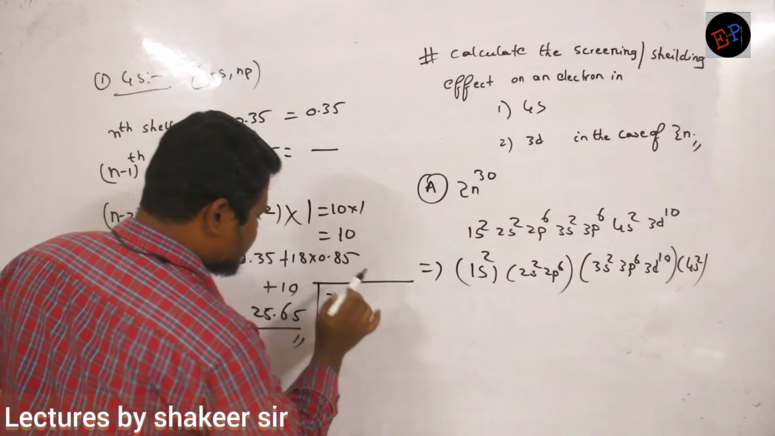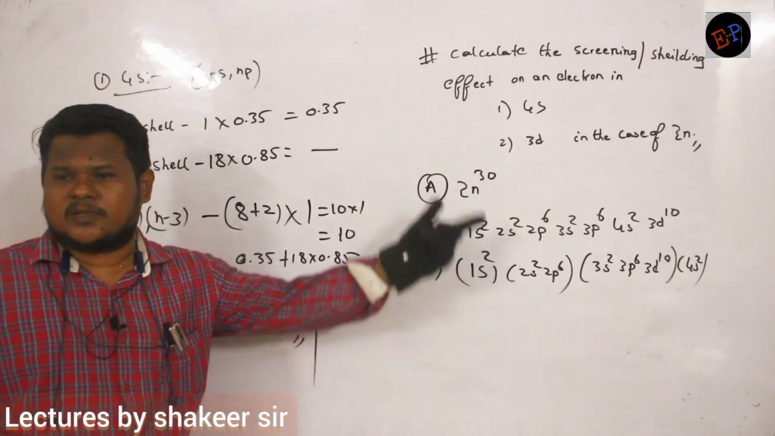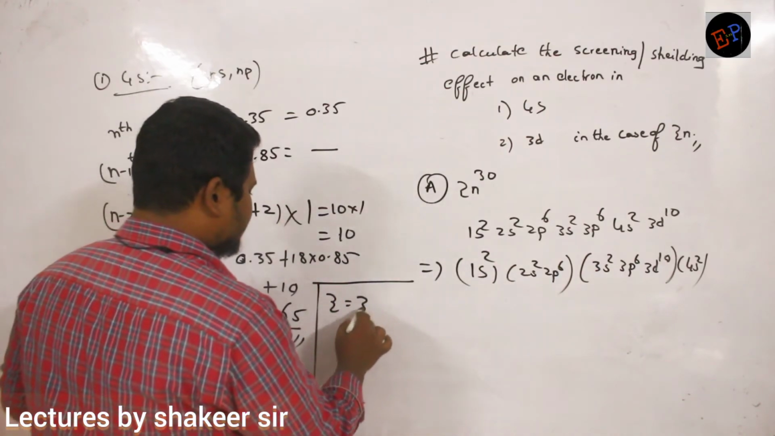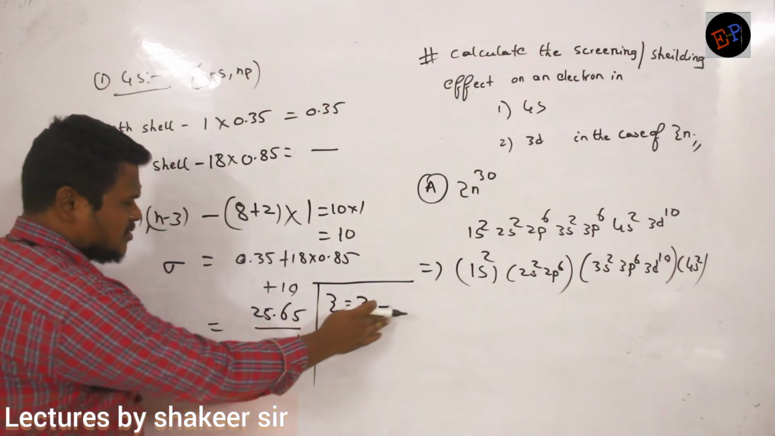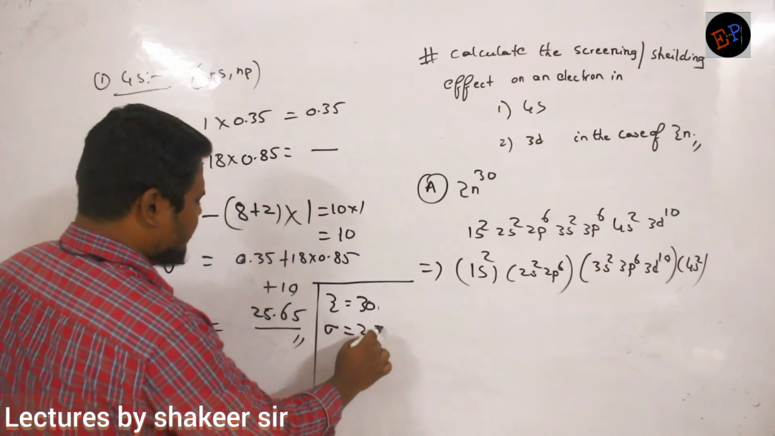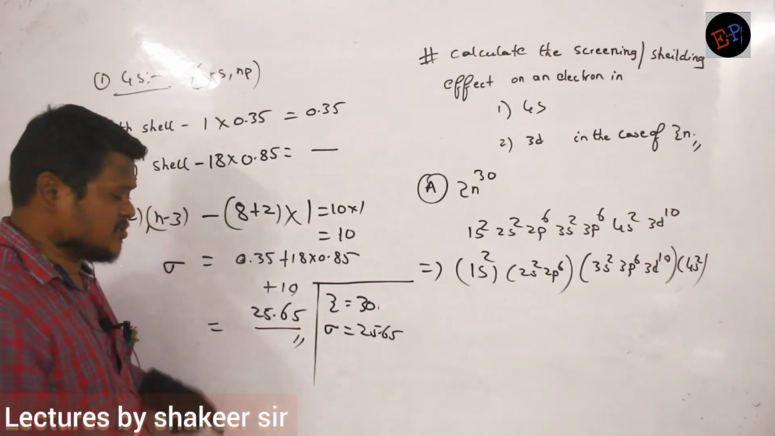Now what is the Z value in this condition? Nuclear charge is how much? Nuclear charge is nothing but the number of protons. Number of protons is nothing but the atomic number. The atomic number is 30, this is the Z value. So the screening constant is how much? 25.65.